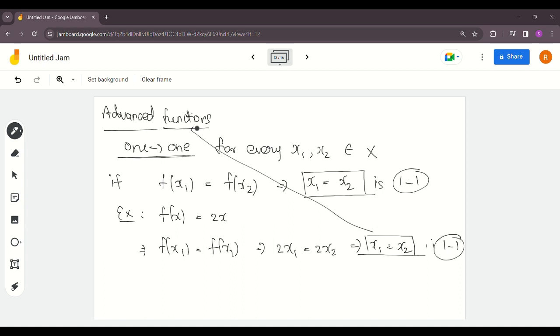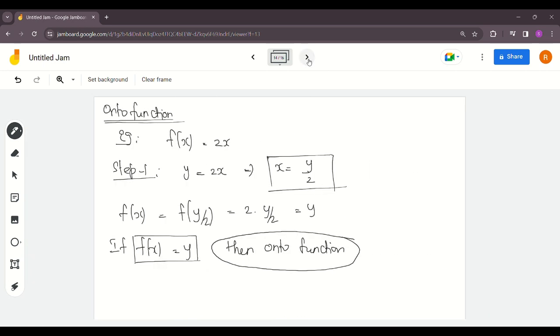Okay, now let us go to the next topic, that is check for onto function, f of x equal to 2x. So step 1, we are assuming f of x equal to y. So what will this expression be looking like now? y is equal to 2x. Now we need to find x and then substitute it in the question again. So y is equal to 2x, which implies x is equal to y by 2. Instead of x we are substituting y by 2.